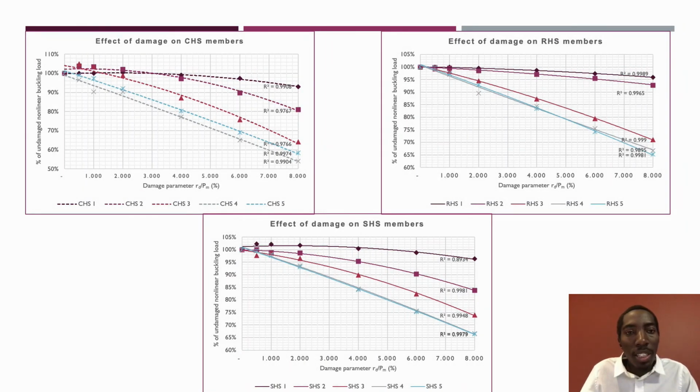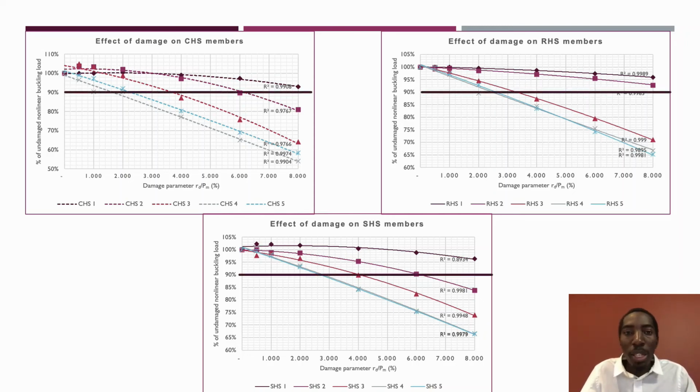So, based on the results from the set of members that I have studied, there are many instances where even the highest level of damage did not cause a significant drop in the buckling strength of the members. There are many cases where members retained more than 90% of their undamaged buckling strength, meaning it is possible to tolerate some damage on hollow sections.